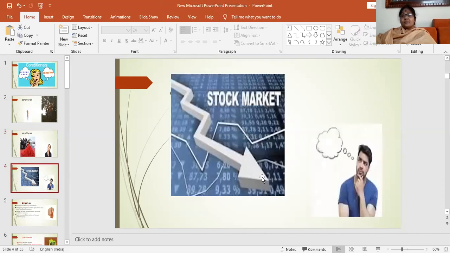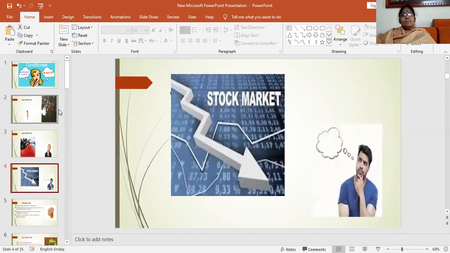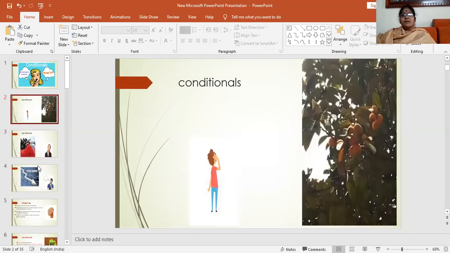Let us look at this picture. Well, if the stock market is good today, I will invest, or I would have invested so much, or I will invest so much in the shares, right? Now, what is common in these three pictures?